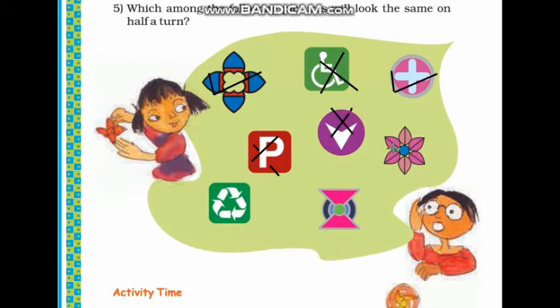Here all the sides are equal. So it will look the same on half a turn. Then this picture will not look the same on half a turn. This will look the same on half a turn, because if we give half a turn to this picture, this pink part will come down and this pink part will go up. That means it will remain the same. So here 4 pictures will look the same on half a turn. This 1, 2, 3 and 4.